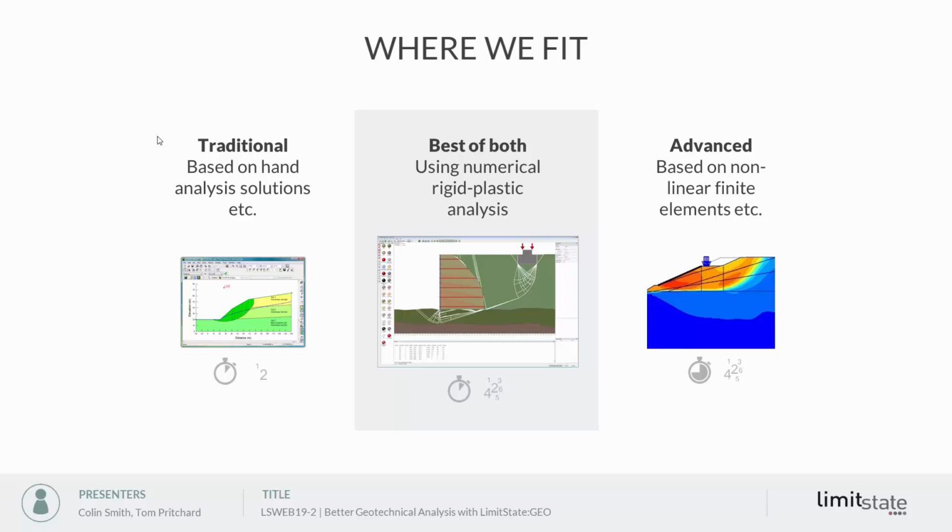Where we fit is that the software sits between, on the one hand, traditional software that's based on hand analysis solutions, and on the other hand, the nonlinear finite element type approach. So we get the benefits of the speed and simplicity of the traditional methods, but also the flexibility to model any problem geometry that is offered by the finite element approach. And in essence, all you need, because we're solving ultimate limit state problems, is the cohesion, friction, and self-weight of the soil.